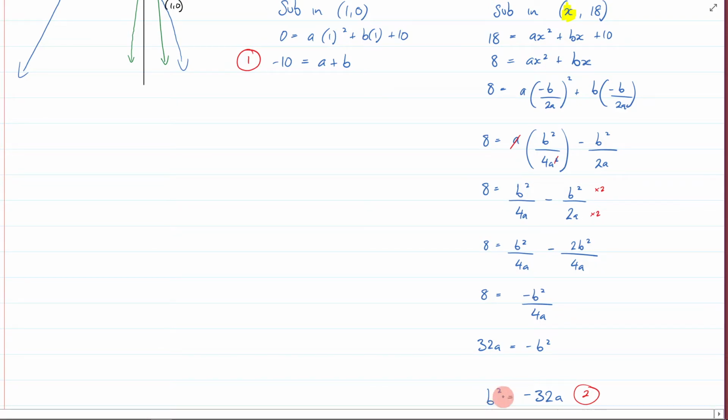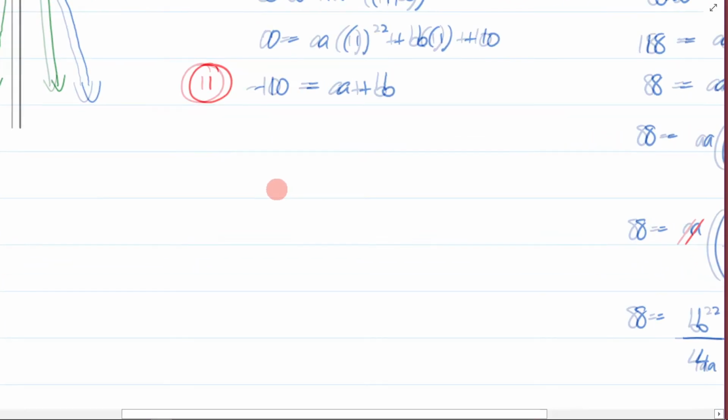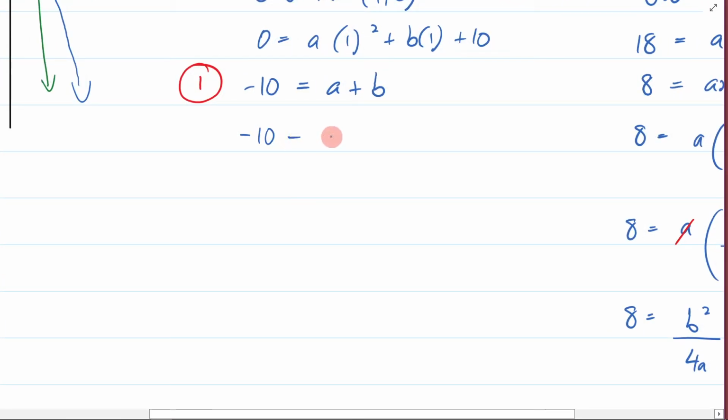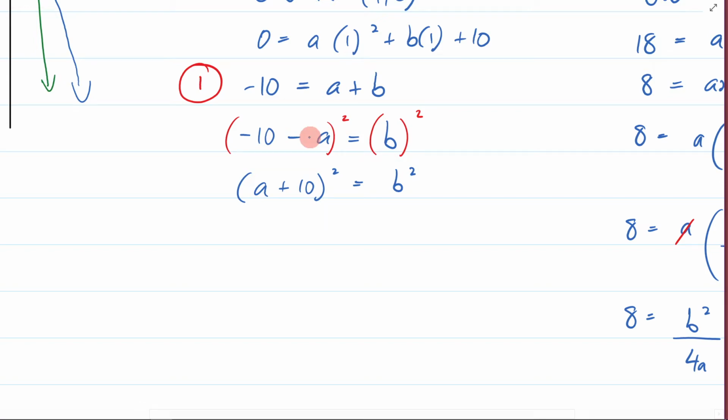I know that b squared is equal to that. It's b squared is equal to that. Could I rearrange this to get it into b squared is equal to something? And I could. I could say that this is negative 10 minus a is equal to b. So I've just moved that a over. And then what I could do is I could square this and square that. And that's going to leave me with, now if I write this out nicely, it'll be a plus 10, and that's all squared, is equal to b squared. So the negatives just go away because we're just squaring it. So we've got a plus 10 all squared equals b squared.